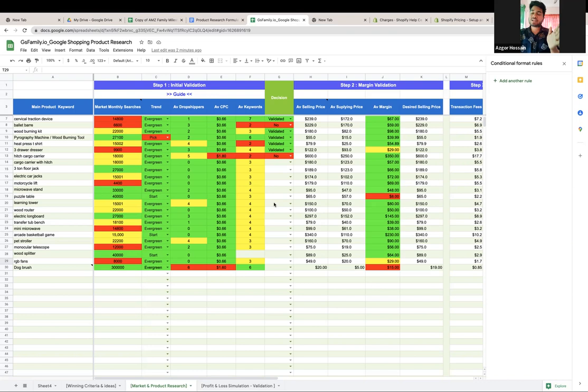Let me explain. First, the keyword dog brush is a broad keyword. It's not a specified keyword. I will explain more in this slide.